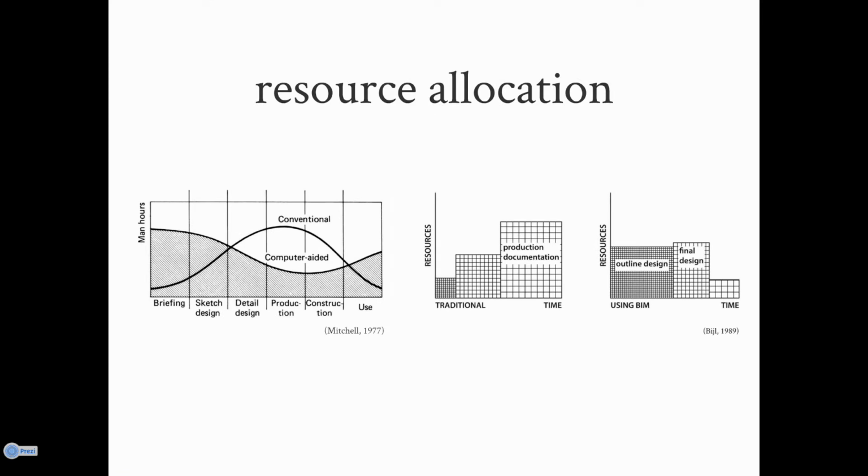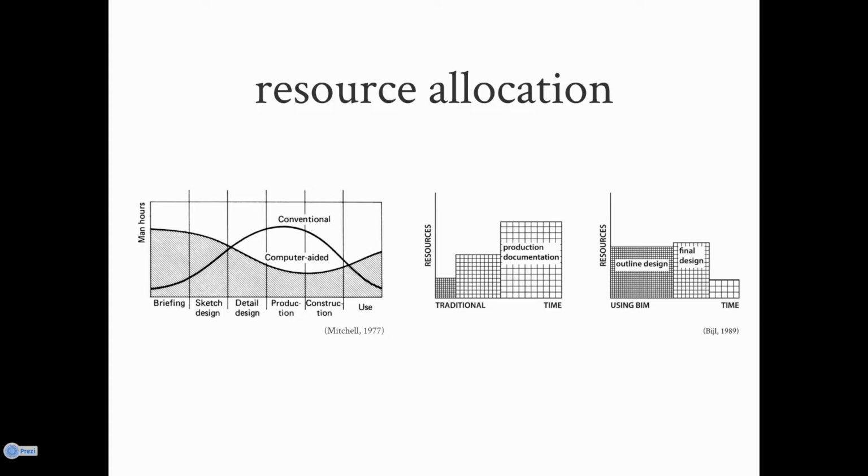Now, the first approach is to look at it from a resource allocation perspective. Now, on the left diagram, both out of the 70s and 80s, you see the typical project from starting until the ending in the different phases, and on the y-axis you see the effort, the man-hours that are needed for certain phases. Now, in a conventional design process, the peak is in the production, meaning the production of plans. And this diagram suggests that computer-aided design freed up architects from this tedious working on detailed drawings and so on, from this very time-consuming task, and that architects can now use much more of their time on the early design phases and thereby create better architecture.